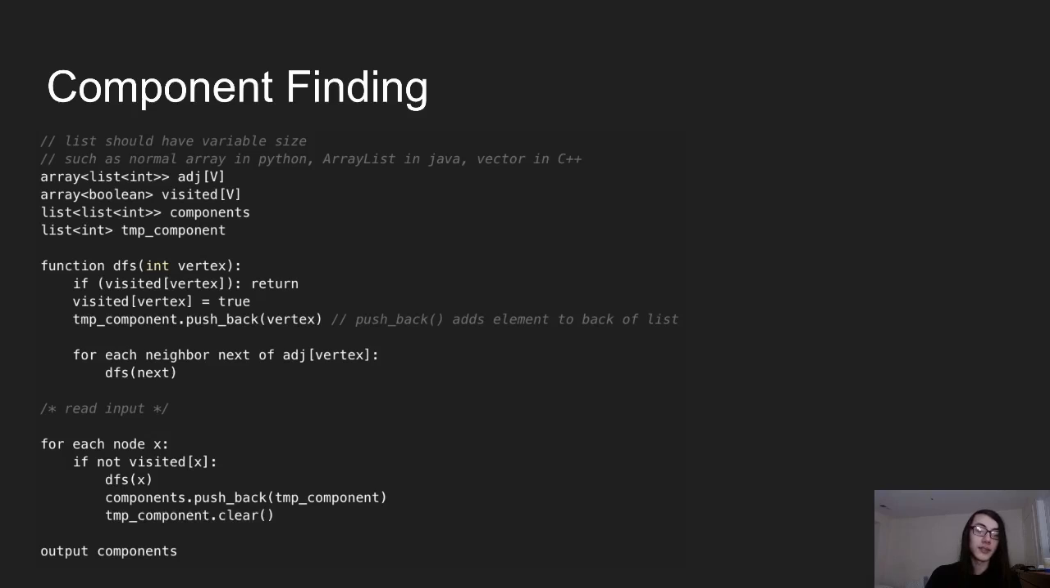That way, every node and every component is processed exactly once. Here's what the code looks like for this. Should be pretty intuitive. We just DFS from every node that's not visited.